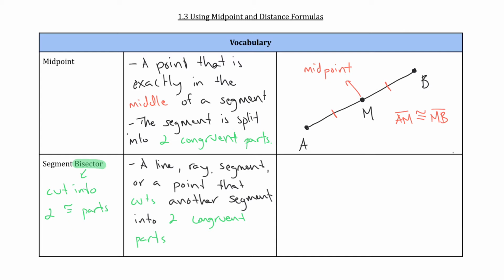Let's go ahead and draw in another segment. Let's call this segment JK. And let's have a line that cuts this segment into two congruent parts. I'm going to call this line N. And I'm going to call the point of intersection between the line and the segment that point T. So, line N is a segment bisector. And because of that, we know then that JT must be congruent to TK.